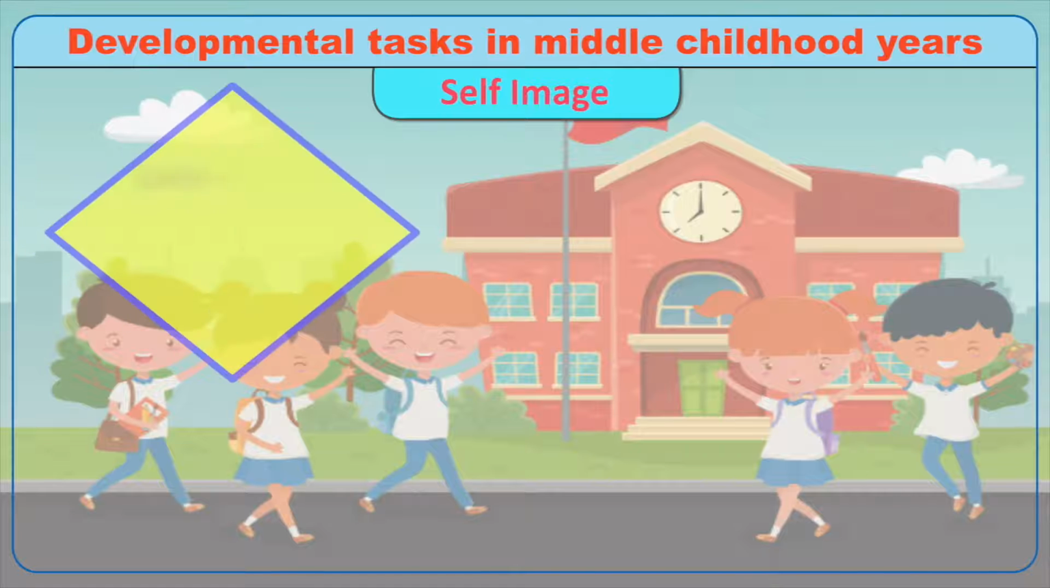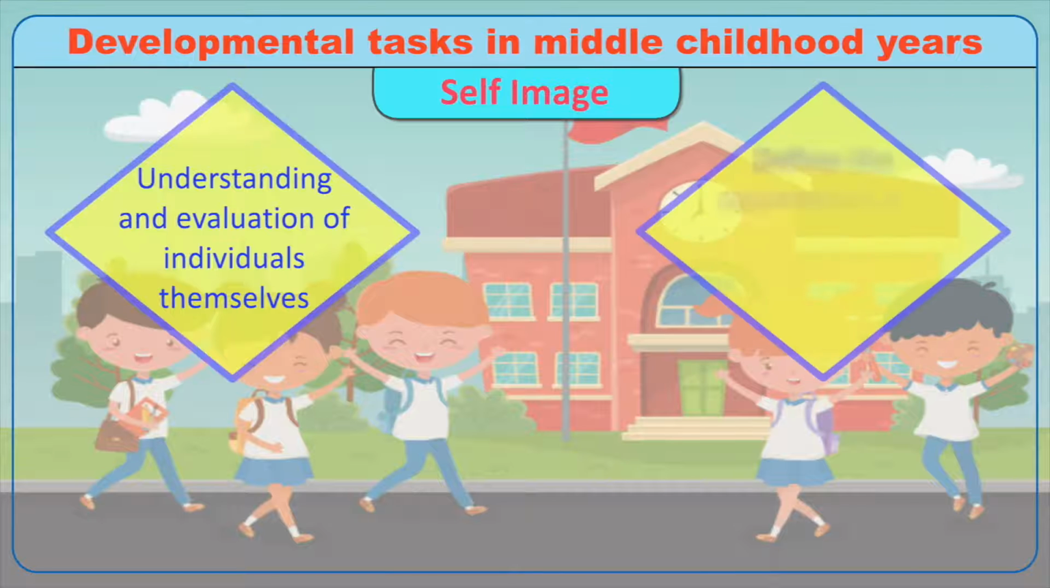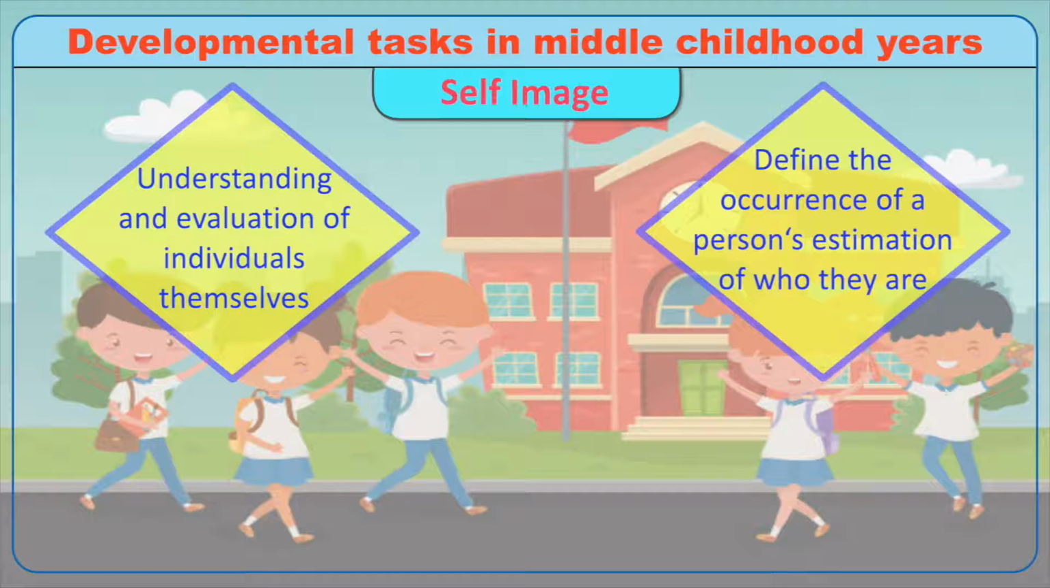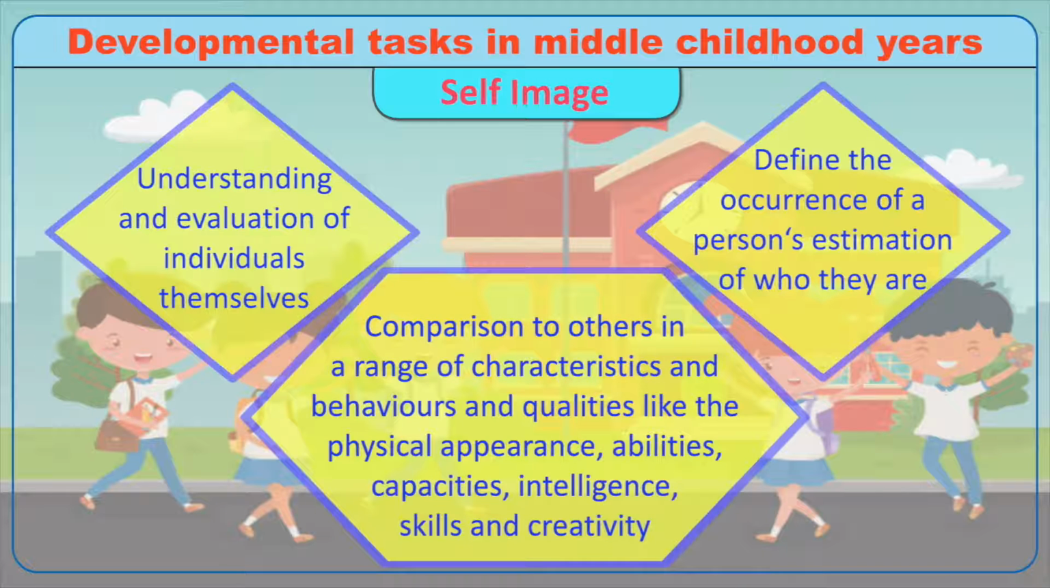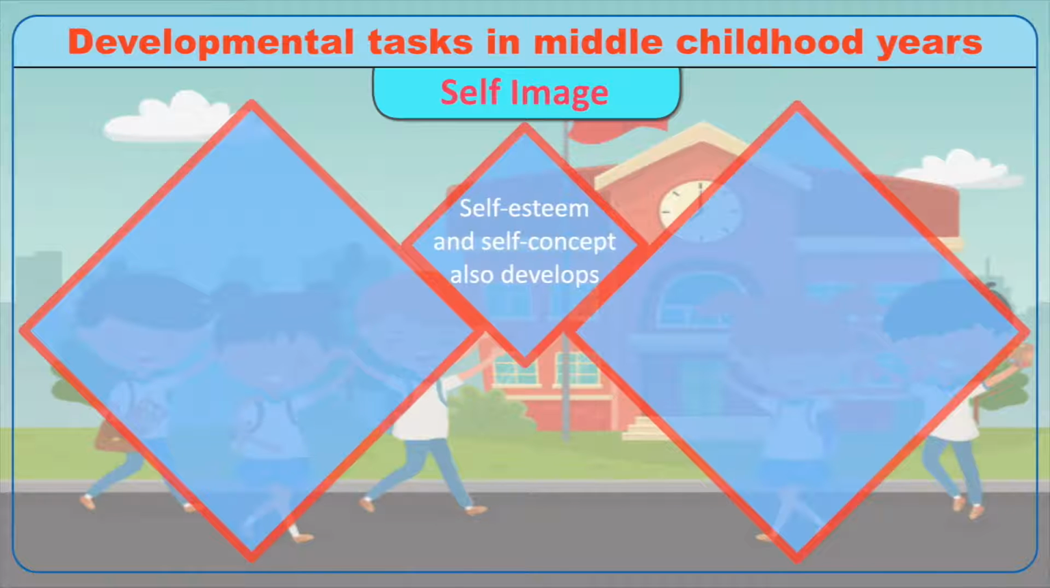Self-image is described as the understanding and evaluation of individuals themselves. Self-image is used to define a person's estimation of who they are. They begin to look at themselves in comparison to others in a range of characteristics, behaviors and qualities like physical appearance, abilities, capacities, intelligence, skills and creativity. At this point, self-esteem and self-concept also develop.